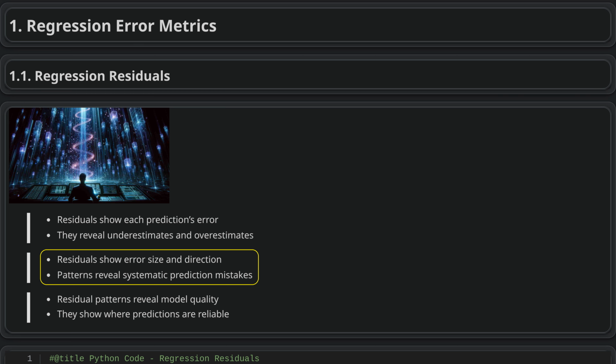Residuals show how far predictions are from actual values and whether the model is overpredicting or underpredicting. By examining residual patterns, such as errors in electricity demand forecasts or student score predictions, we can spot systematic problems that overall error measures may hide. This helps improve models for particular groups or conditions.